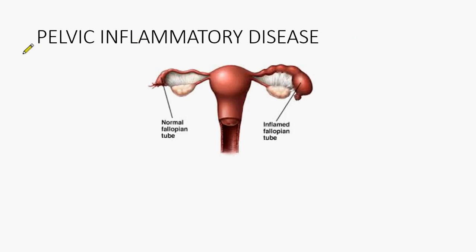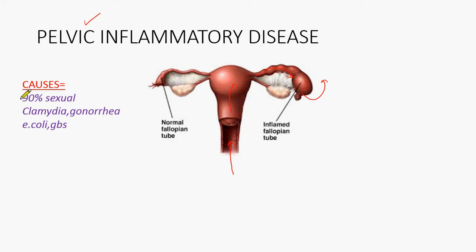Let's move to the next topic, which is pelvic inflammatory disease. Pelvic inflammatory disease is nothing but an infection in the pelvic region, most commonly an ascending infection through the vestibule and the vagina, and on its way up to the fallopian tube or out into the abdominal cavity, it can cause infection and inflammation anywhere on its route.